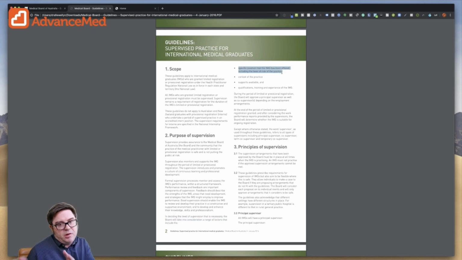So, a specialist role would be more significant and potentially more risky than, say, a resident role. The context of the practice, and that's usually about who else is around to support you, not just doctors, but others. Supports available, and qualifications, training, experience. So generally speaking, the more work and training you've done, the more likely you are to be appointed to a higher level of supervision in terms of not needing so much direct supervision.